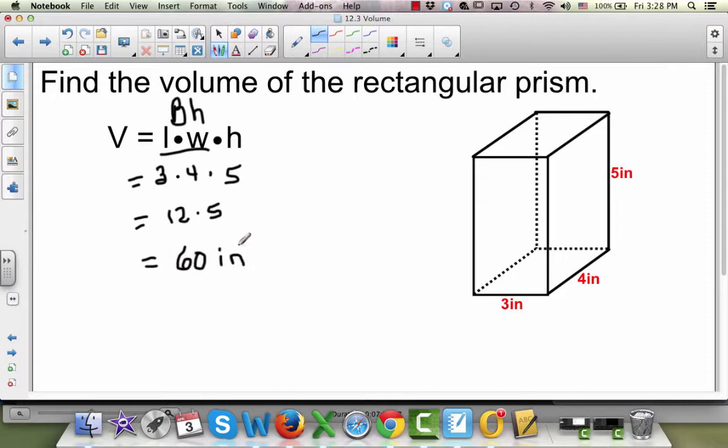And here's a new twist. It's not inches squared, it's inches cubed, because it's inches times inches times inches, which gives you inches cubed.